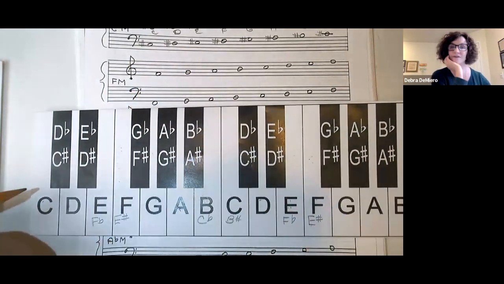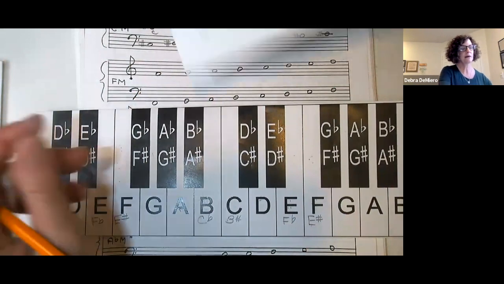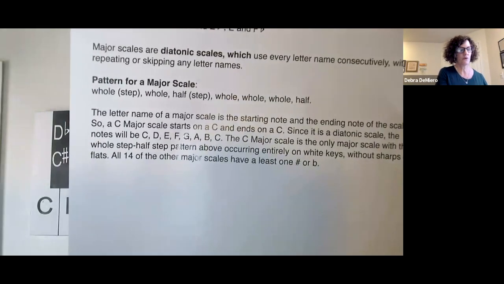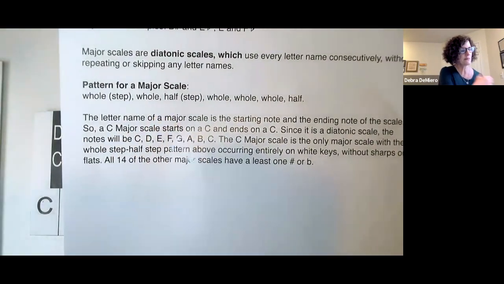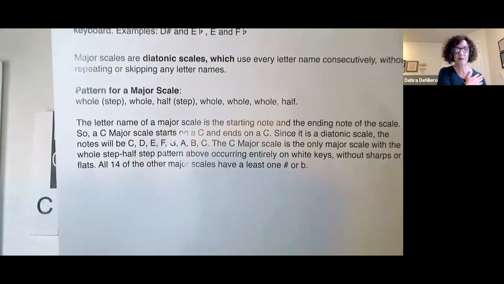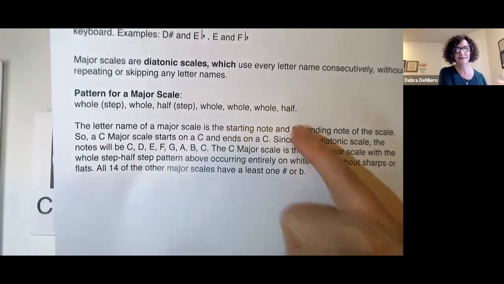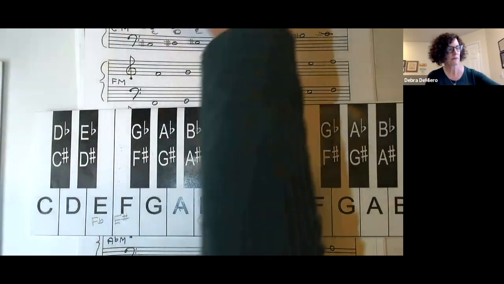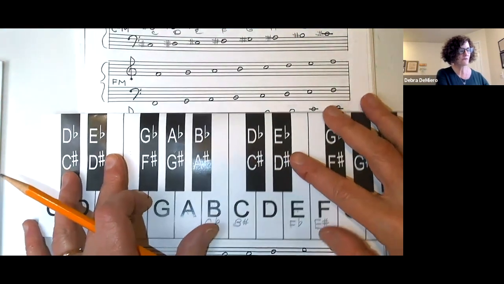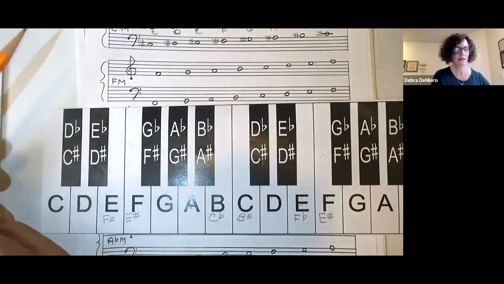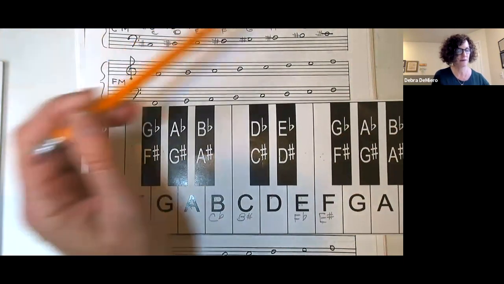And why do we use flats instead of sharps? It all has to do with the rule of the diatonic scale, how we always use every letter name consecutively, and we follow our pattern of whole step, half step, whole step, whole step, whole step, half step in a major scale, okay? So for F major, what's our starting note? F, and our ending note is F.